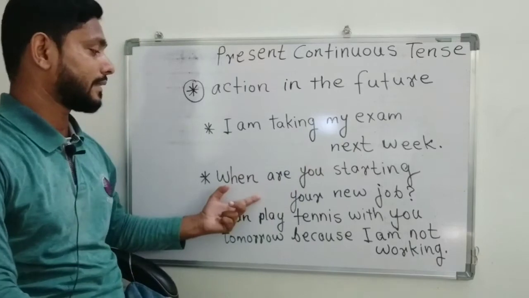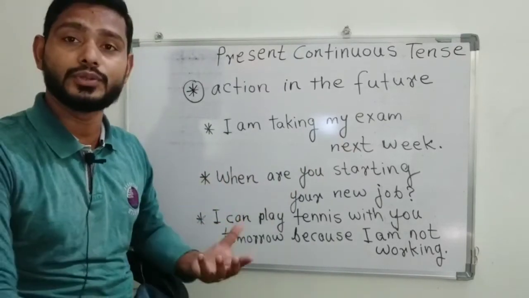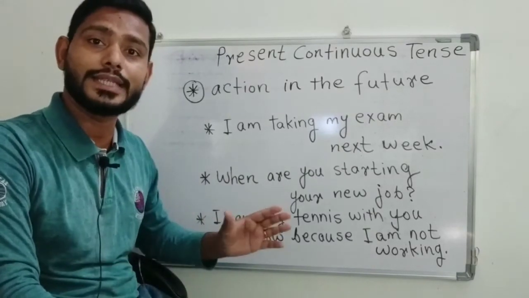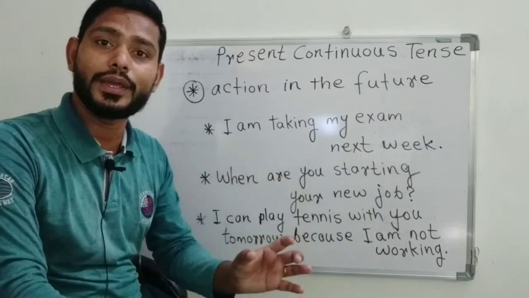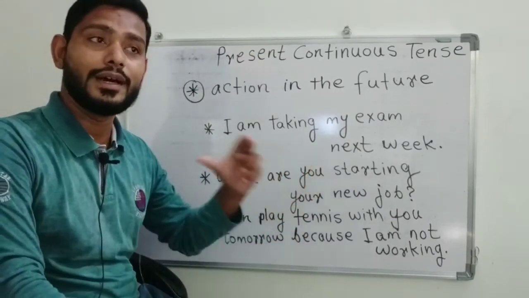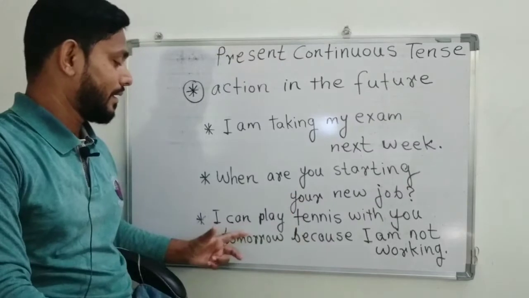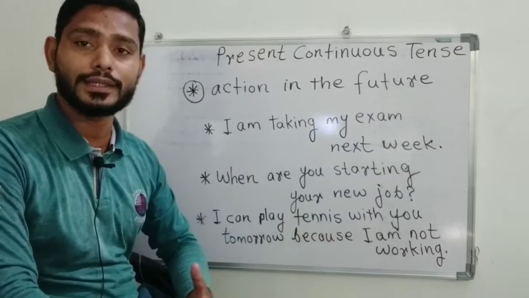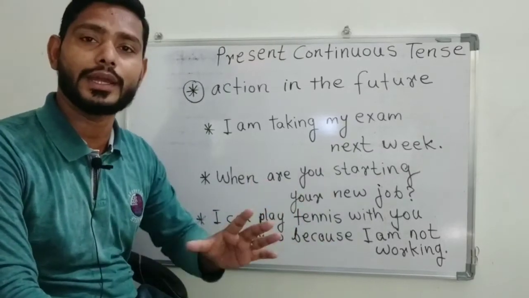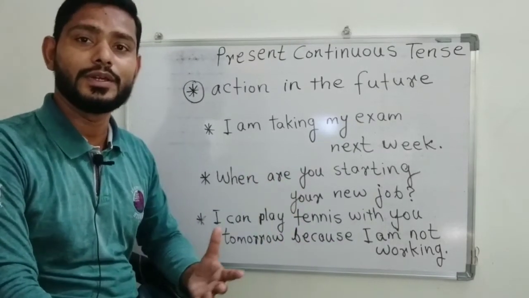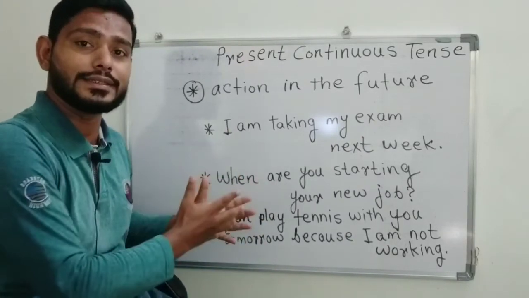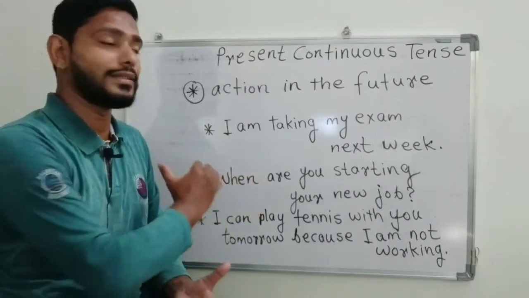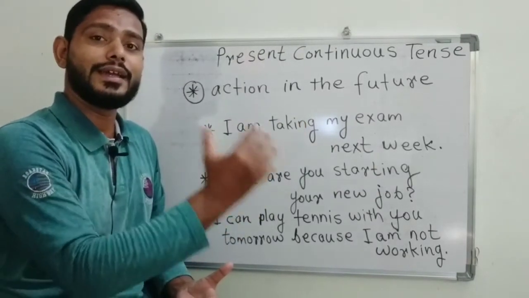So here in the second sentence, when are you starting your new job? It's a question. When are you starting your new job? The person has not started the job, and it's not even happening now. It's all about referring to future time. I can play tennis with you tomorrow because I am not working. Tomorrow I am not working, so I can play tennis with you. So here the structure in these sentences is present continuous form, but it shows an action in the future time.